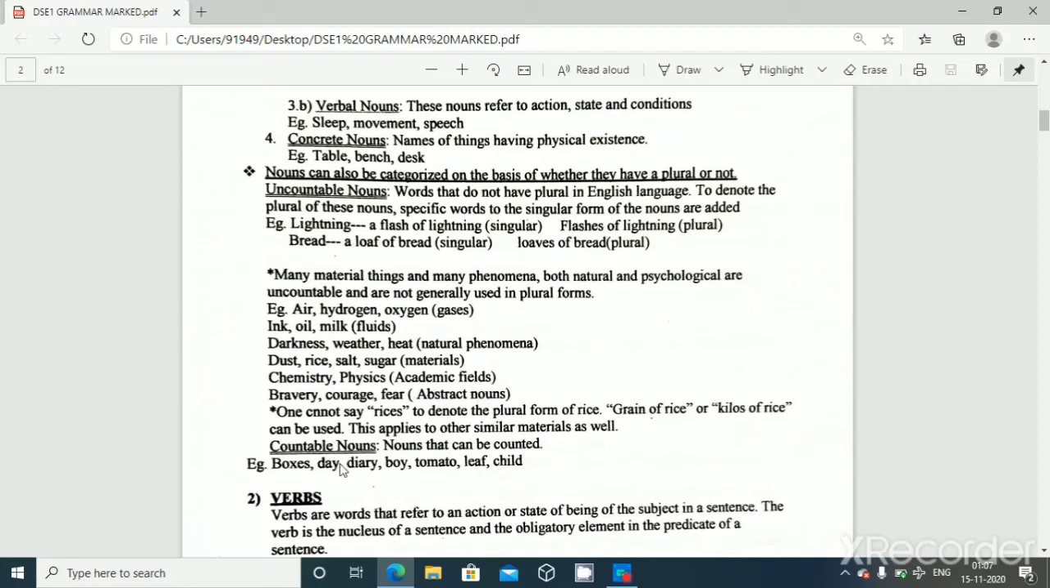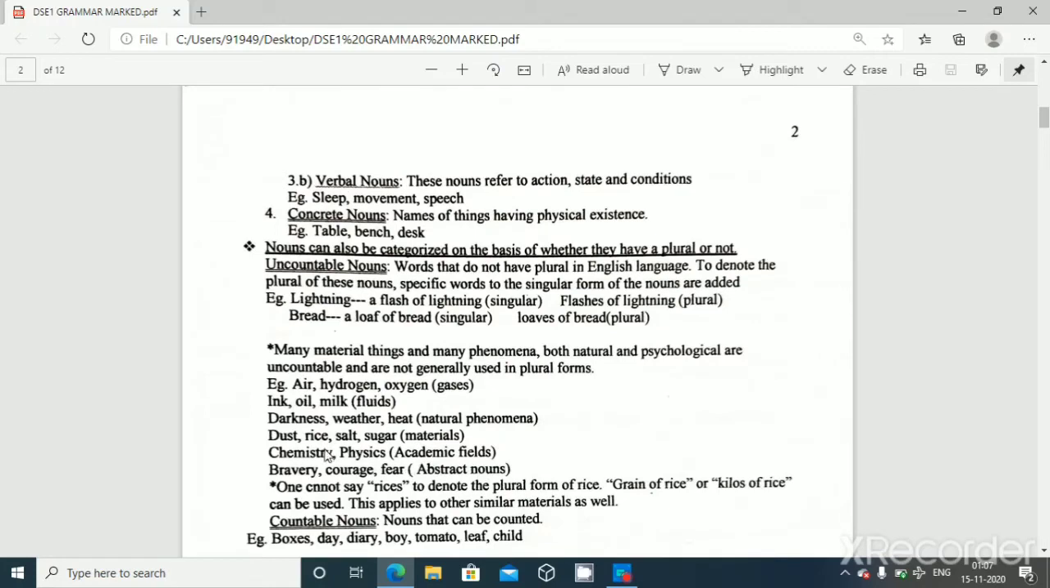So, countable nouns examples, as we did with the reversal of the order of discussion. Let us take countable nouns first. Box, boxes. Day, days. Diary, diaries. Boy, boys. Tomato, tomatoes. Leaf, leaves. Child, children. Some terms are given in the plural form, some in the singular form, but still we know these can be counted.